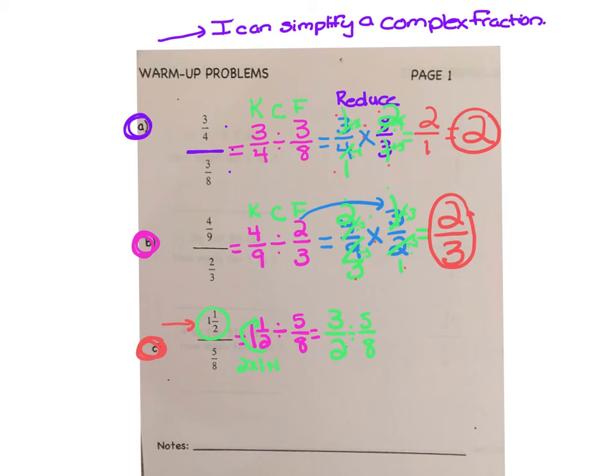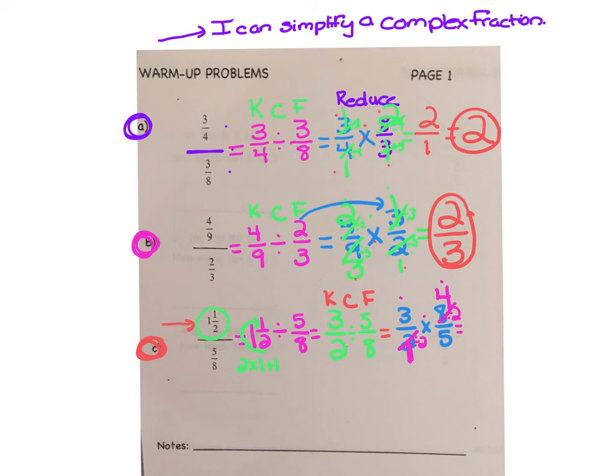Now we can keep it, change it, flip it. Please take down these notes. When you keep it, change it, flip it, we rewrite it as 3/2 times 8/5. We can cross-reduce the 8 and the 2. We can divide a common 2 out of each. 8 divided by 2 gives us a new numerator of 4, and 2 divided by 2 gives us a denominator of 1. Other than that, we're done.